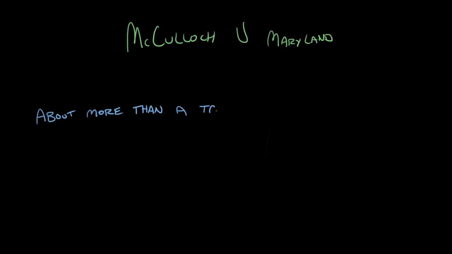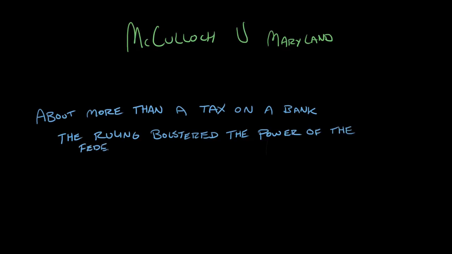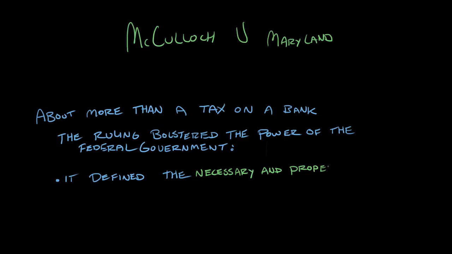So we've learned that McCulloch versus Maryland was about far more than just a tax on a bank. It bolstered the power of the federal government by broadly defining the necessary and proper clause, and by confirming that federal law is supreme to state law.